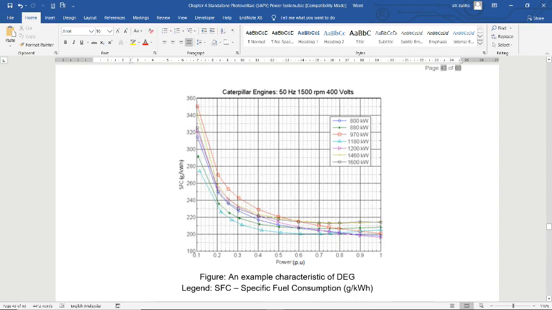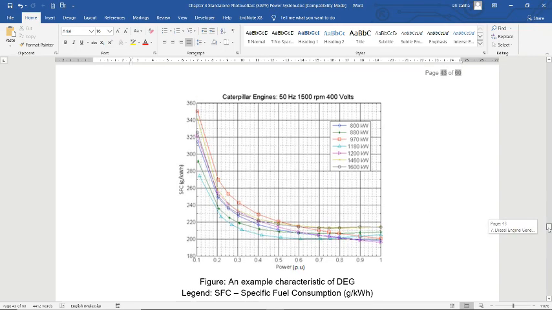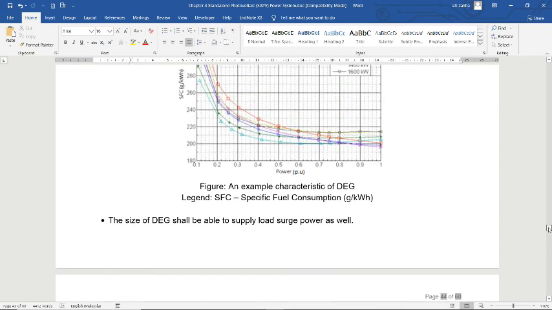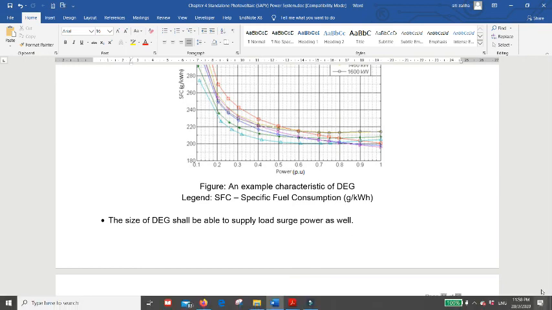So the purple one is here. The size of this engine also should be able to supply load surge power as well.